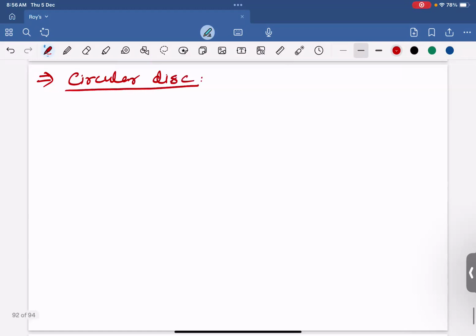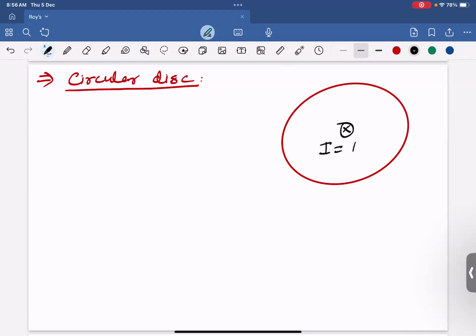If you have a circular disc, and the axis is again perpendicular to the plane. About this axis, if they ask what is I, then you should remember this I is mr square by 2.